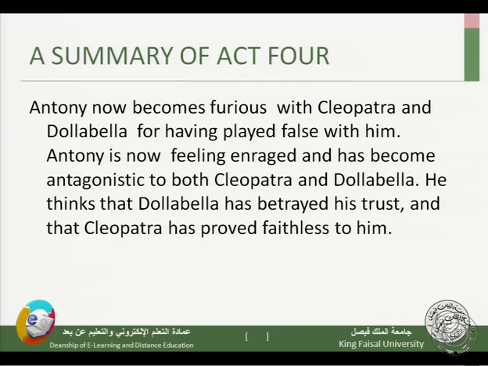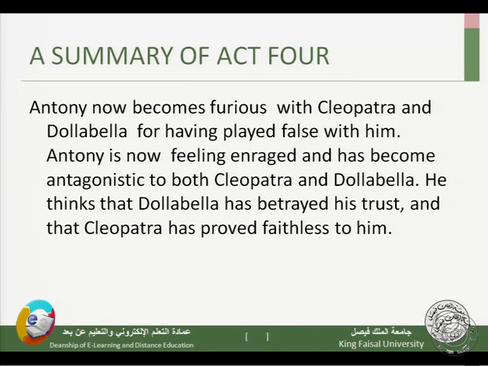Antony now becomes furious, becomes very angry. He becomes very angry with Cleopatra and Dolabella for having played false with him. So he believes that Dolabella and Cleopatra deceive him. So that's why he becomes very angry, because he trusts Dolabella and he loves Cleopatra. So he was shocked to find the two that are close to his heart now deceiving him.